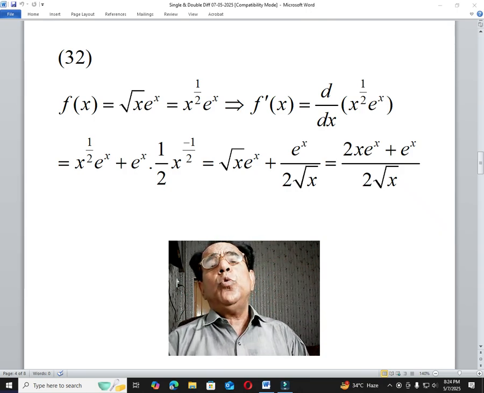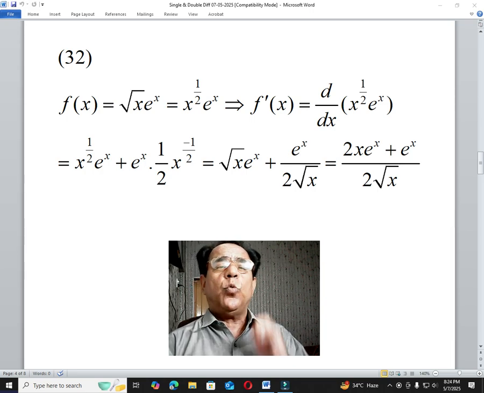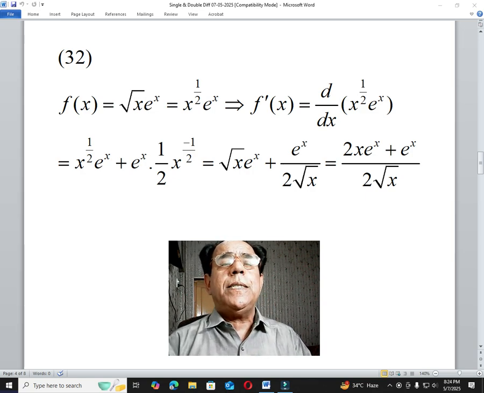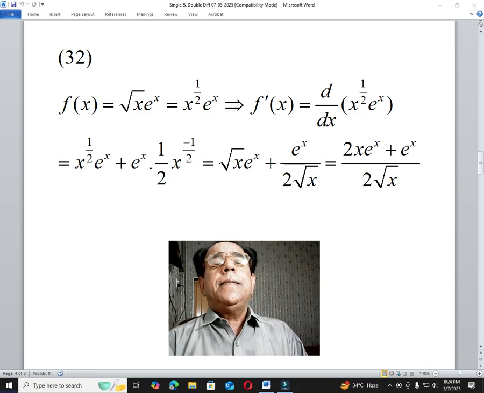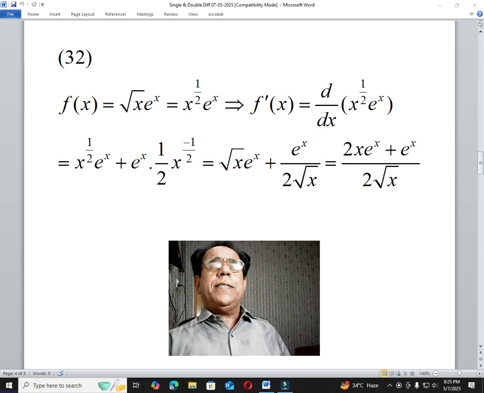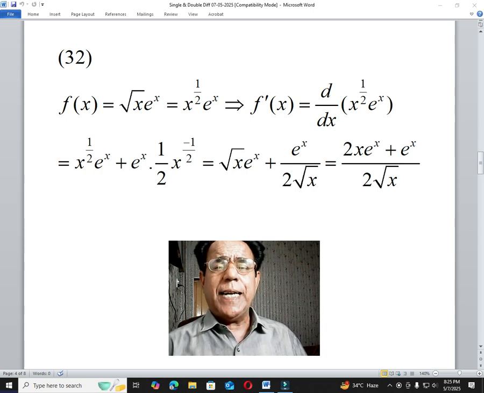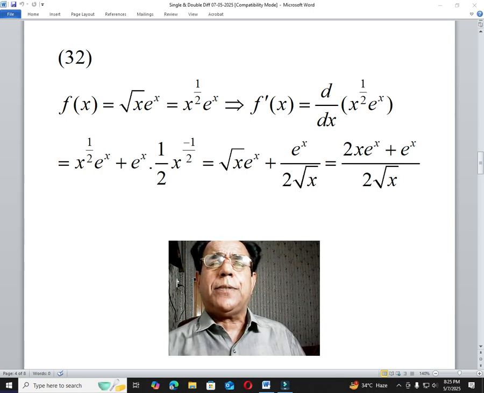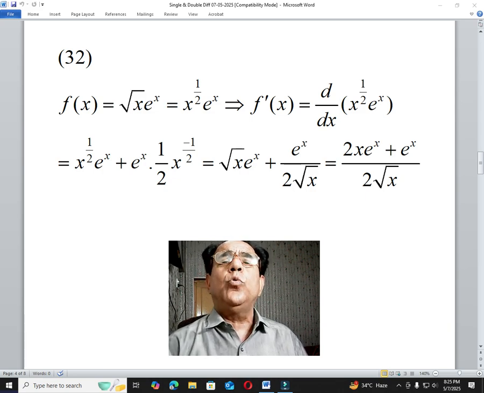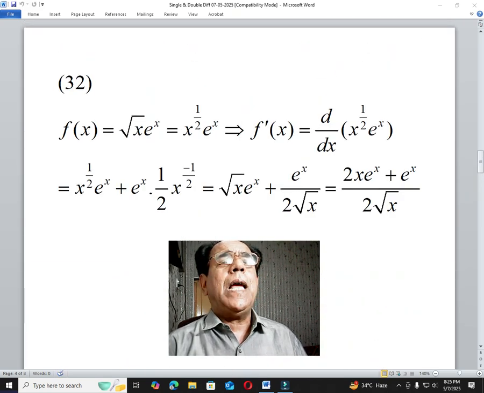So when 2 times x raised to power half is multiplied, the power becomes full. Okay. X raised to half power into x raised to half power becomes equal to x raised to power 1. That is to say, the square of the square root of x is equal to x itself. So we get 2 into x into e^x plus simply e^x divided by 2 into square root of x. Okay, this is the answer. This is the answer of f dash x.